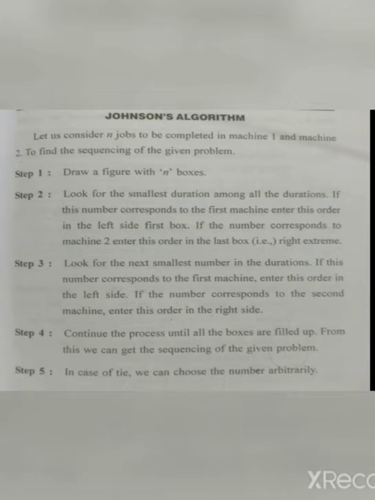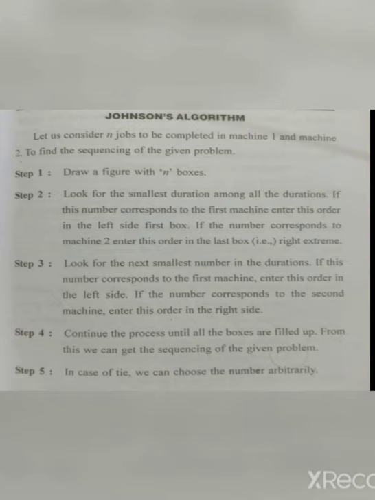So we have the processing time for machine 1 as well as machine 2. First we have to find out the smallest duration. Suppose the smallest duration belongs to machine 1, then among the n boxes you should enter that particular job. Suppose for machine 1 the job is 3, you should write 3 in the first box. Suppose it is in machine 2, you have to write it in the last box. Suppose for the same job 3, you should write it in the last box.